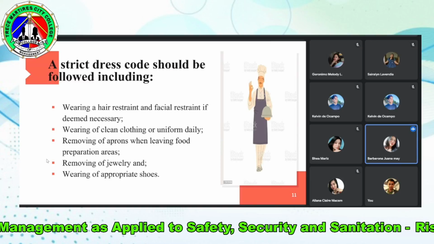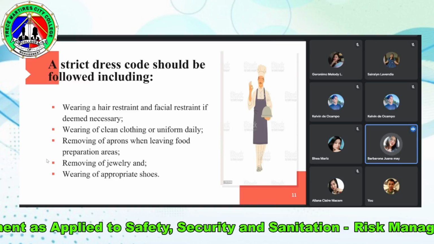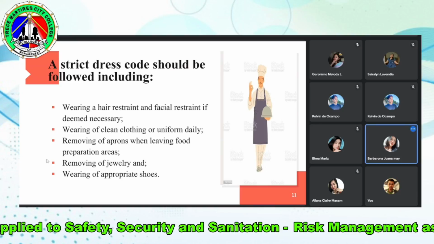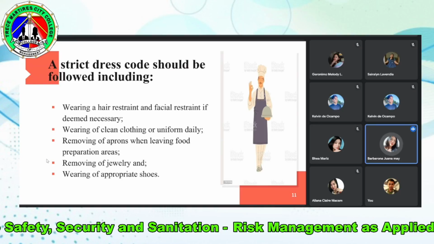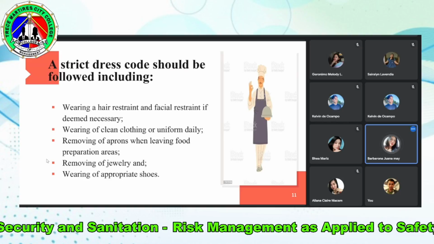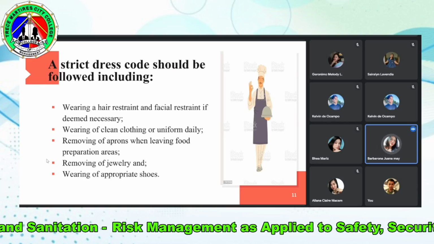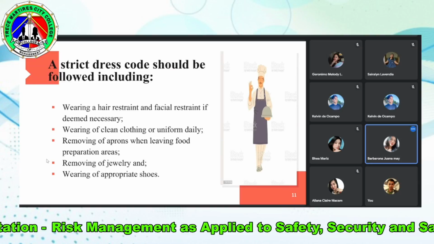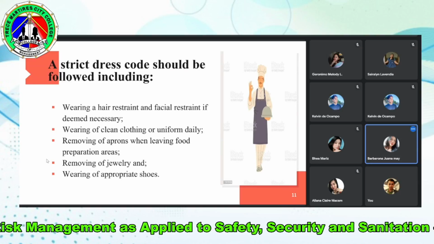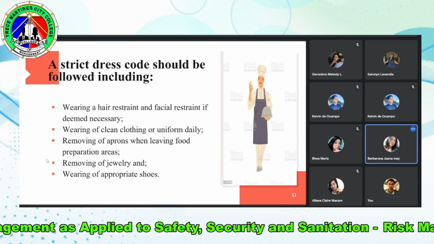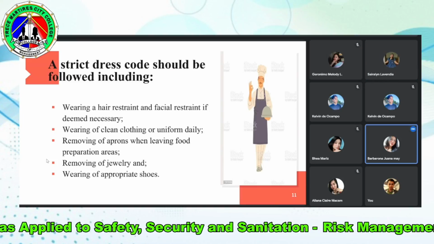So, ulit po, I have a question from the guest. Why is it important to pay attention and follow such strict dress codes or even hygiene for employees? Anyone po? Ako po. Okay po, go.